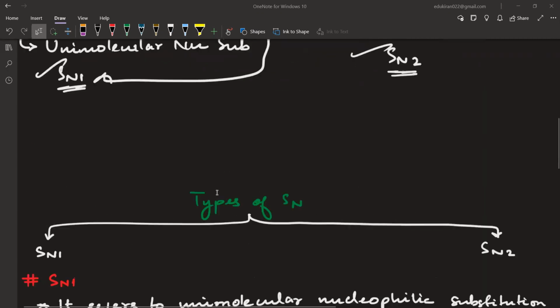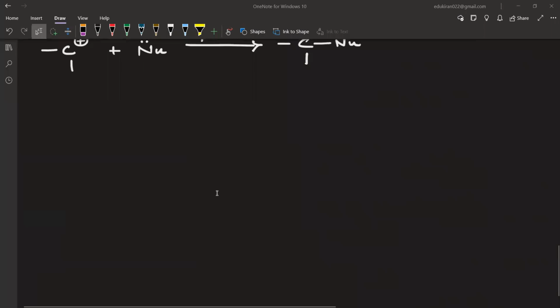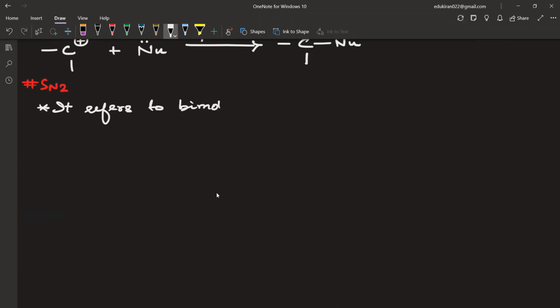Right, the second one. So we have looked at SN1. Now we'll write about SN2. What is SN2? It refers to bimolecular nucleophilic substitution reaction.